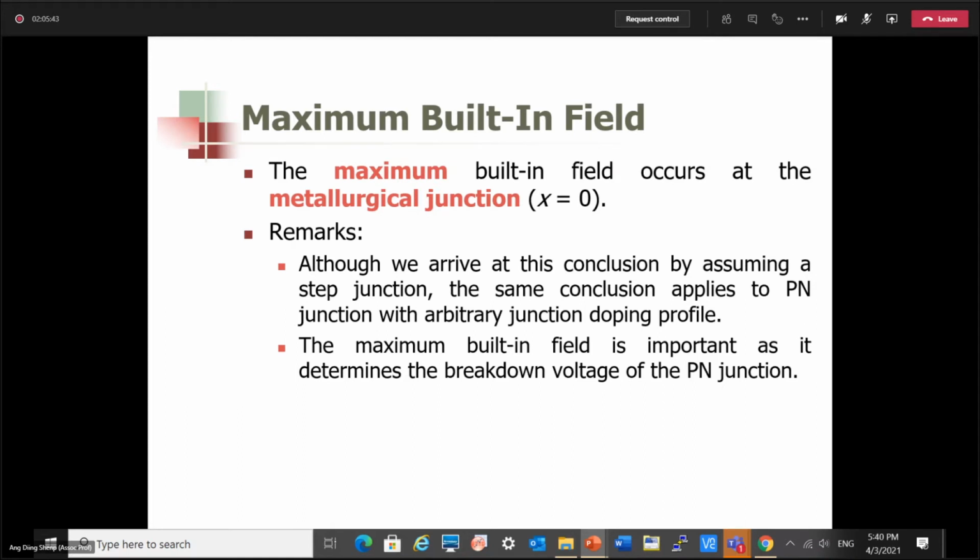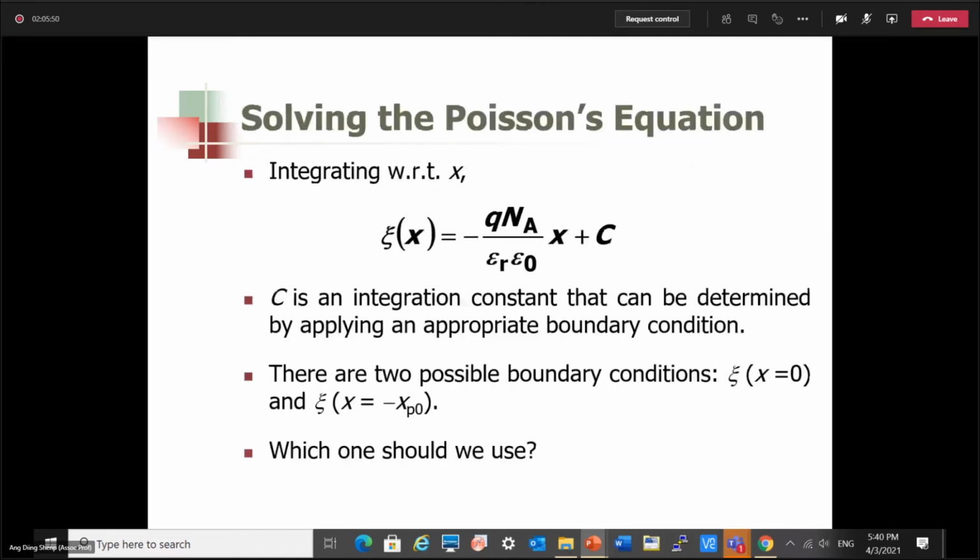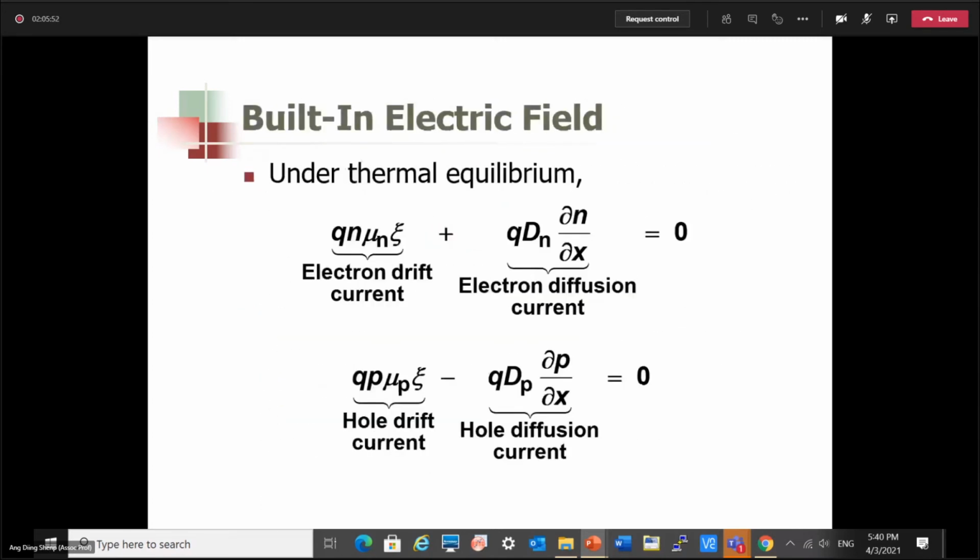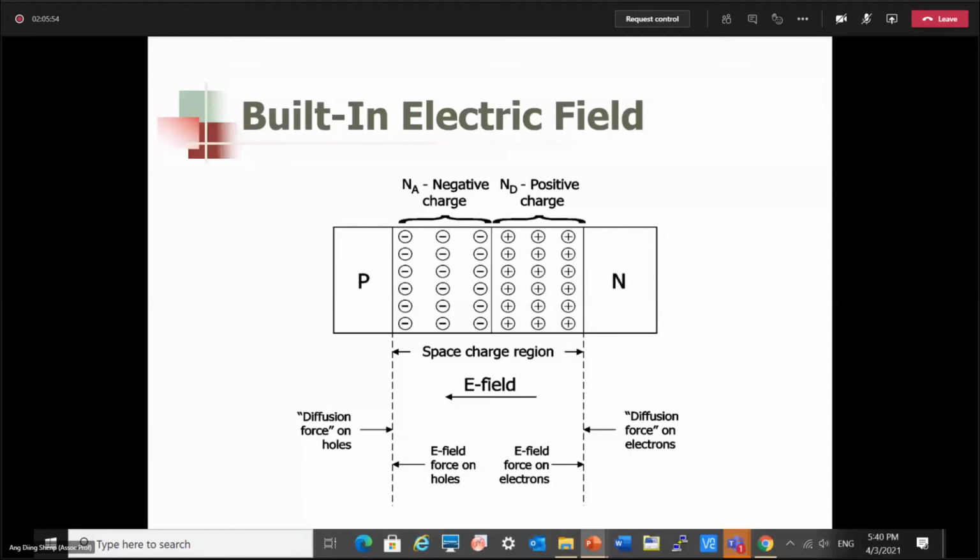Now you can understand this physically or through a physical argument like this. So let me show you this drawing again. Imagine yourself to be standing at the metallurgical junction, and we do not need to assume that the doping concentration on the N and the P side are uniform. Right? You can make it more general by assuming that the doping concentration on the N side and the P side are functions of distance.